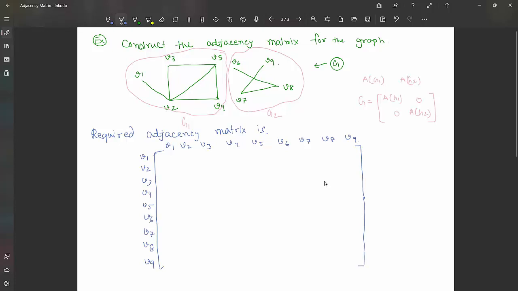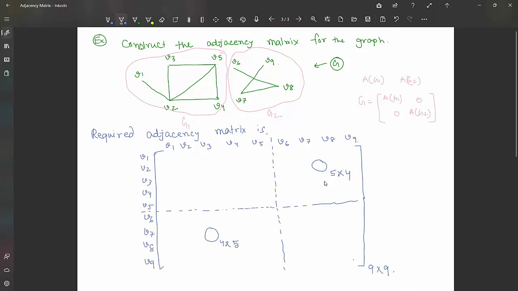So here the first graph actually contains v1 to v5. So we are just marking one separator line here. That means this will be the first square matrix, and after that we will calculate the second matrix, and all these other values will be zero matrices. This is also a zero matrix, a zero matrix of 5 cross 4, and this zero matrix is a 4 cross 5 matrix. And here you will get one 4 cross 4 matrix, and here one 5 cross 5 matrix, and overall your matrix is a 9 cross 9 matrix.